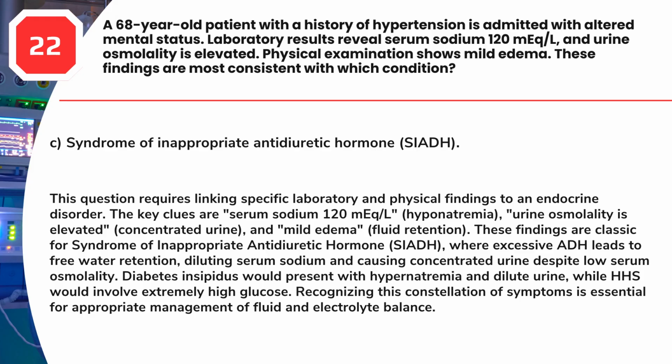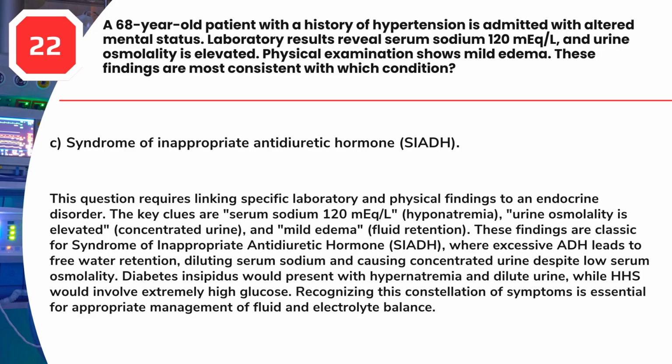Answer: C. Syndrome of inappropriate antidiuretic hormone, SIAD. This question requires linking specific laboratory and physical findings to an endocrine disorder. The key clues are serum sodium 120 milliequivalent/L, hyponatremia, urine osmolality is elevated, concentrated urine, and mild edema, fluid retention. These findings are classic for SIAD, where excessive ADH leads to free water retention, diluting serum sodium and causing concentrated urine despite low serum osmolality.